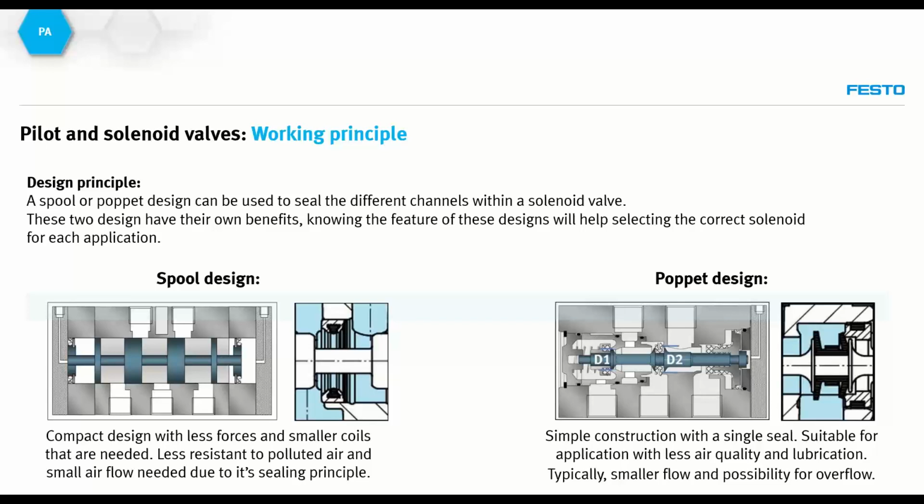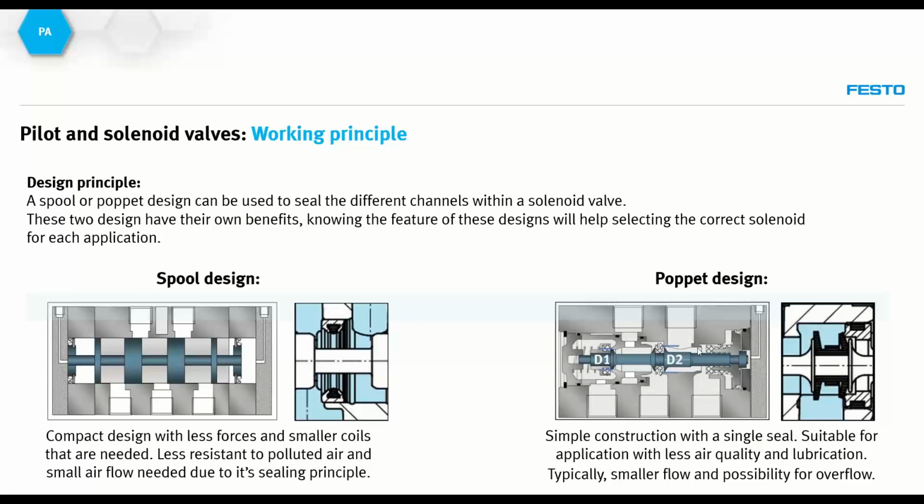So this seat moves and opens the channel from left to right in this case. On the left side of the picture, which is the section view, you see there's mainly an open channel. By moving the plunger to the left side, you see that the other channel will be opened, and this is the switch.